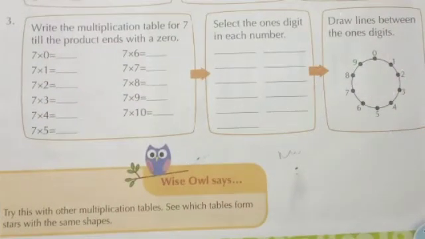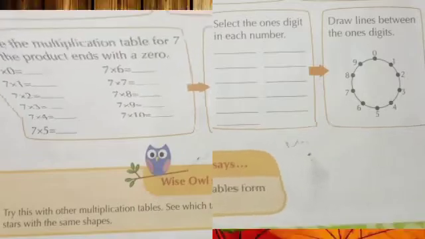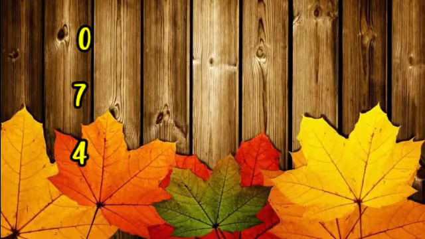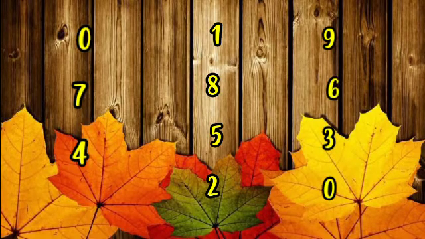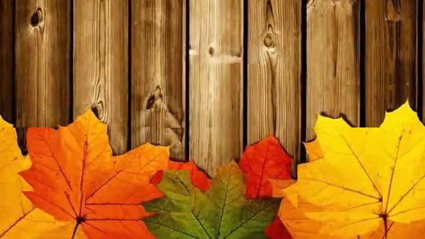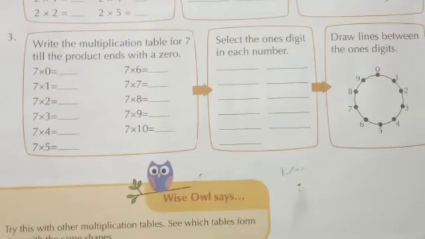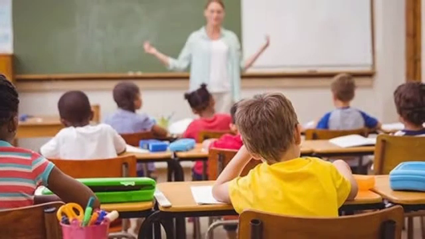Select the ones digit in each number from the first box. 0, 7, 4, 1, 8, 5, 2, 9, 6, 3, 0. See the next box. Draw the lines between the ones digit. Do you understand?